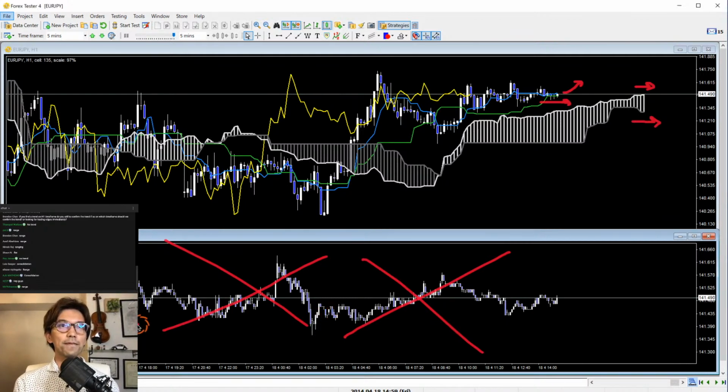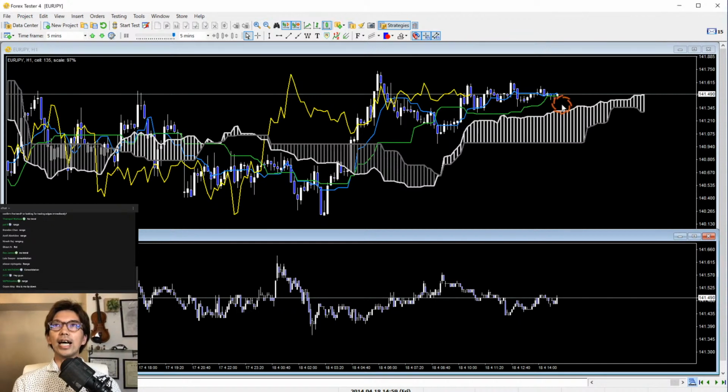So don't get fooled by these ups and downs, right? This is just moving horizontal in the bigger scope in 1 hour. So yeah, we don't have to look at the 5-minute chart or 15 in this case.